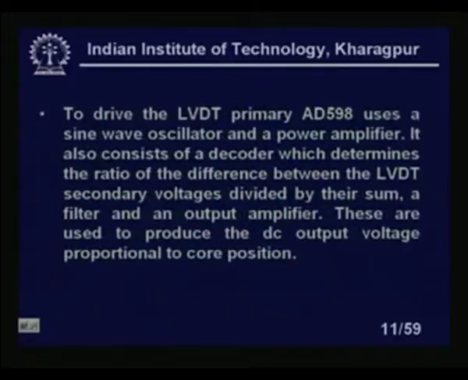On which side of the null position the core lies, that I must know. That can only be told by the polarity of the DC voltage, right. To drive the LVDT primary, AD598 uses a sine wave oscillator and a power amplifier. It also consists of a decoder which determines the ratio of the difference between the LVDT secondary voltages divided by their sum, and a filter and output amplifier. These are used to produce the DC output voltage proportional to the core position.